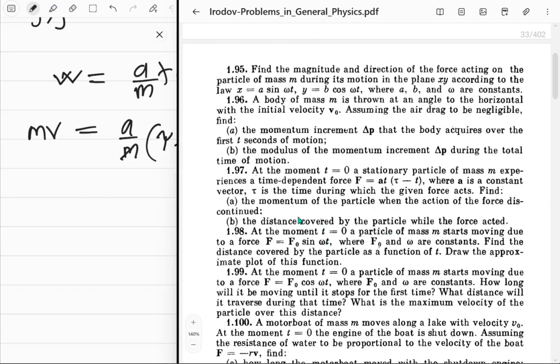Where do you go when the force is discontinued? So basically at t equal to tau, what was the momentum? Because initially it was 0. That's it.